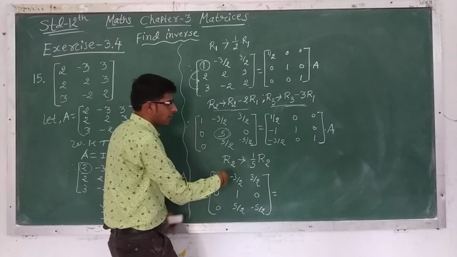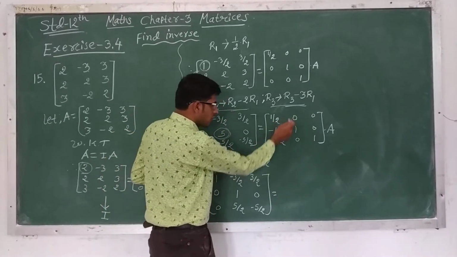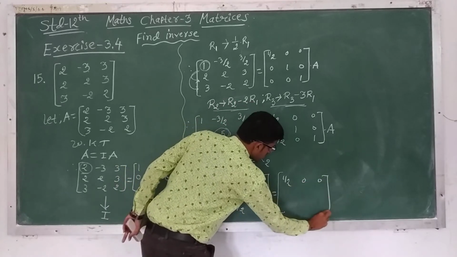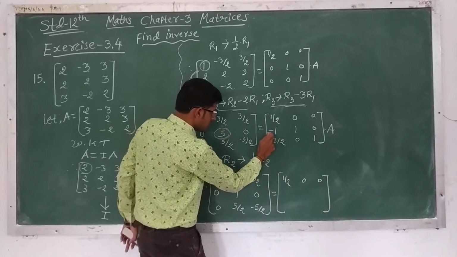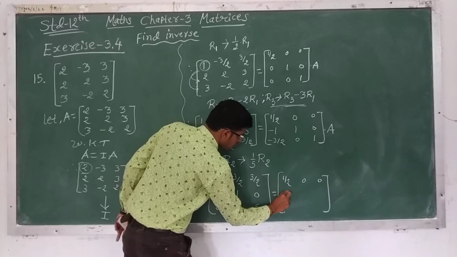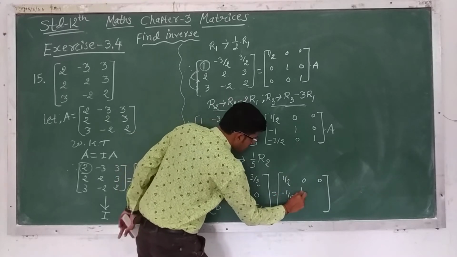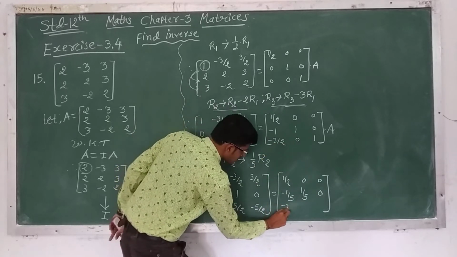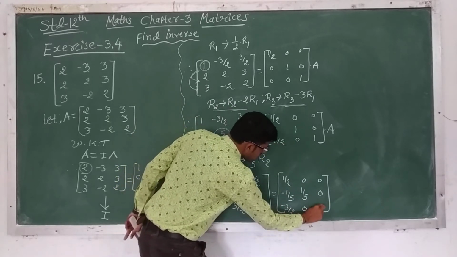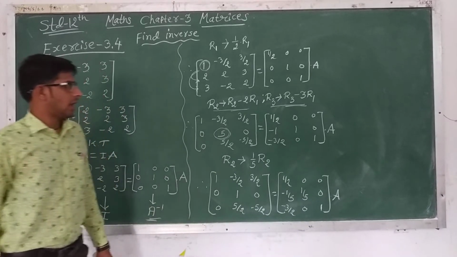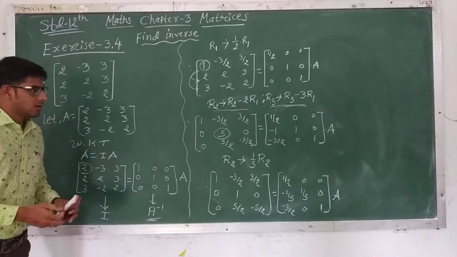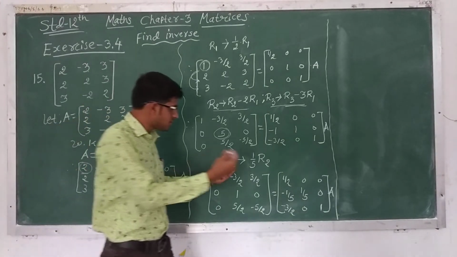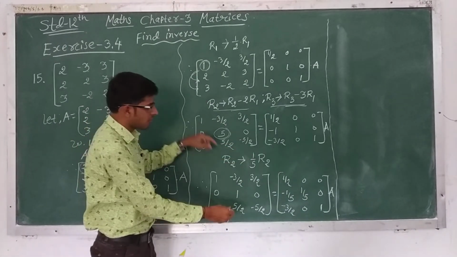Same operation we have to apply on right hand side. So first and third row as it is: 1 by 2, 0, 0. Here divide by 5. So minus 1 by 5, 1 by 5, 0 divided by 5, 0. Third row as it is: minus 3 by 2, 0, 1 into A. Okay, is it clear?